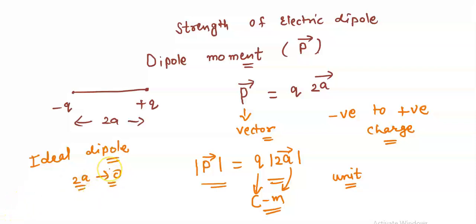Okay, means almost zero. So if we say ideal dipole, an ideal dipole has almost zero size. There is no size at all of the ideal dipole. This is what they consider an ideal dipole. So this is what dipole moment is. I hope that you are able to follow this.